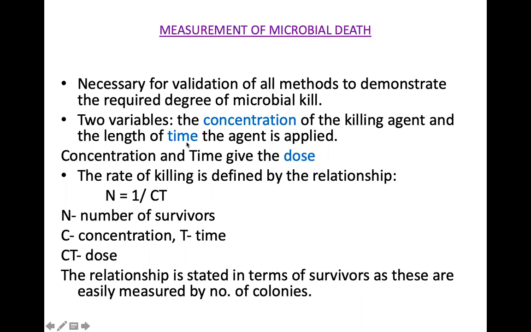If it is 121 degrees and you've run the autoclave for 15 minutes, then you have achieved that microbial death and you have external quality control measures to check that. If you decide to set it to 121 degrees and to stop it after 5 minutes, you will not have achieved the microbial death that you want because you have shortened the time. Because these two variables, concentration and time, give you the dosage that you are using to kill your microorganisms, okay?